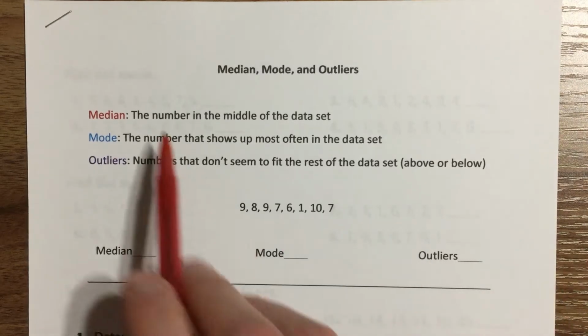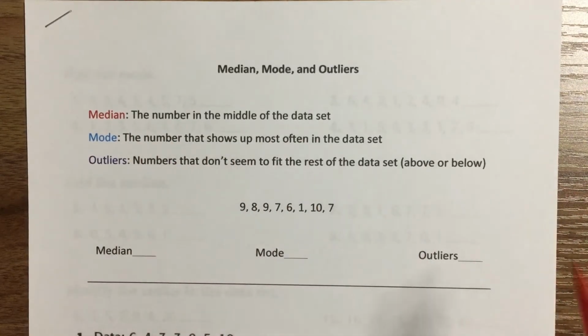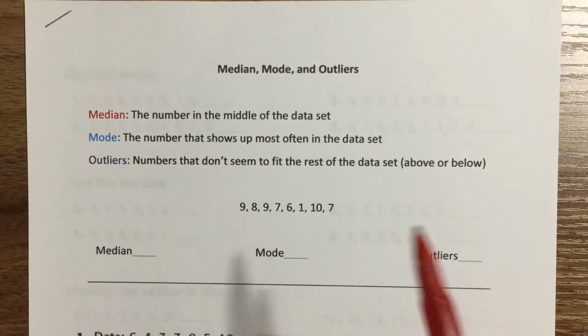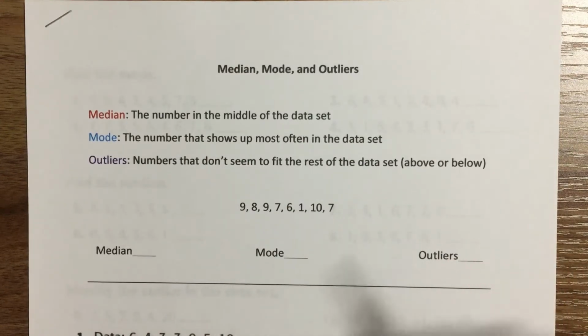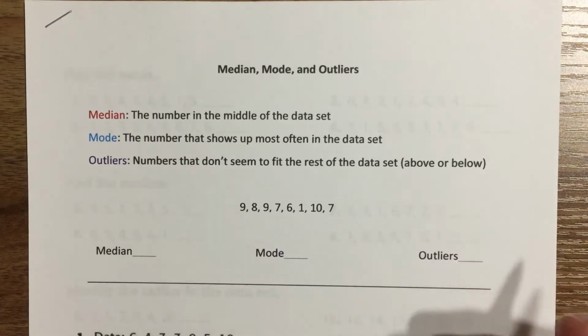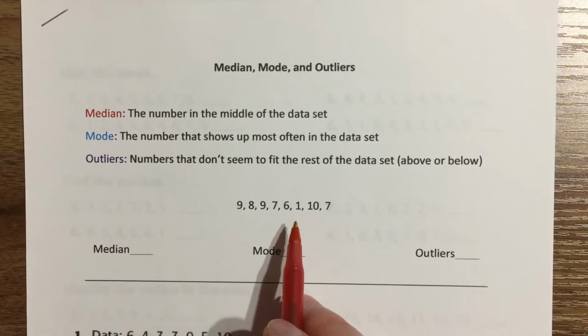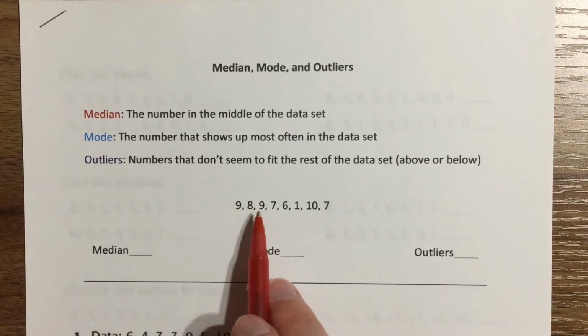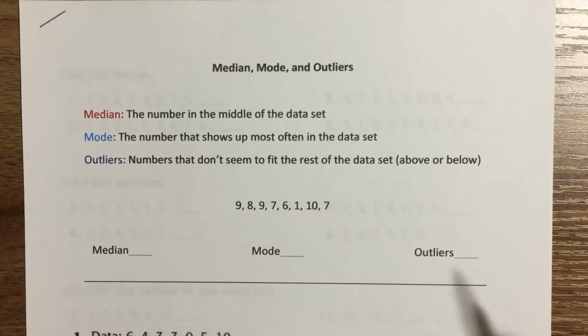Number one, a median. The number right in the middle of a data set. A data set is just a set of numbers, a whole list of different data points or values, the numbers that you're working with. So for example, this is our data set down here. We have 9, 8, 9, 7, 6, 1, 10, and 7.